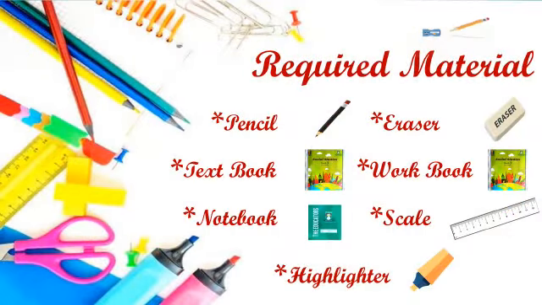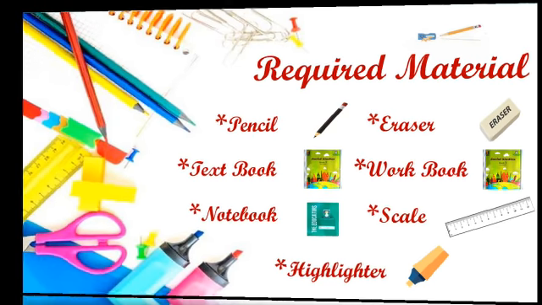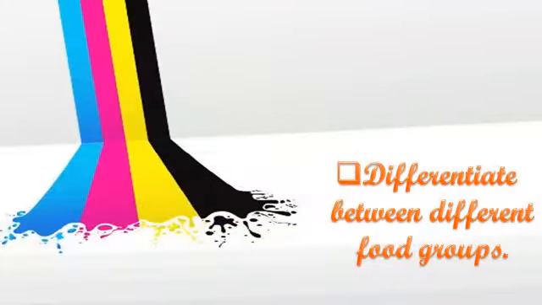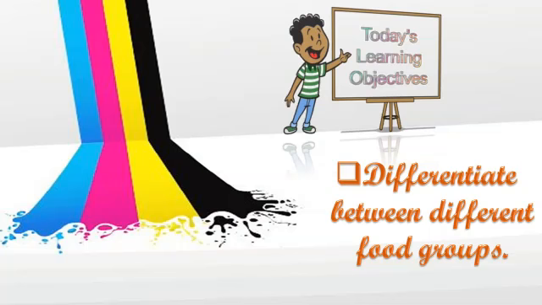Material required for this lesson is pencil, eraser, social studies textbook, social studies workbook, social studies notebook, scale and highlighter. Learning objective of our today's lesson is, after today's lesson, you will be able to differentiate between different food groups.